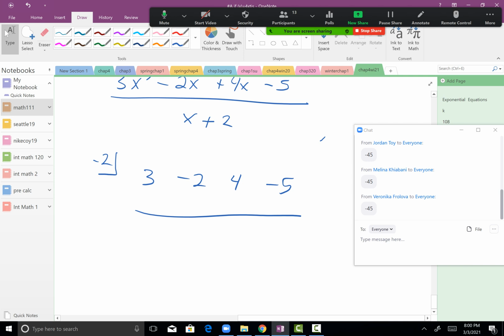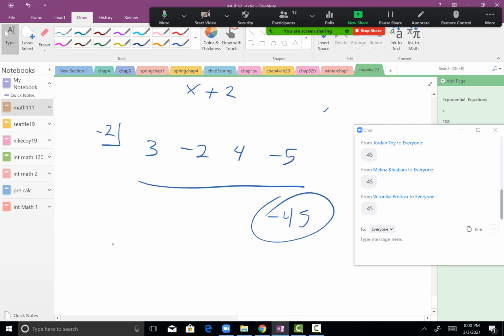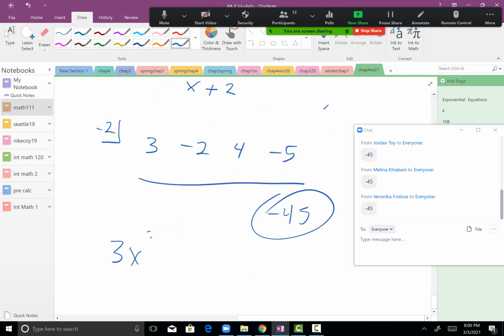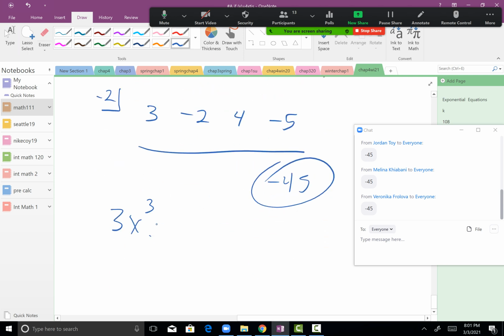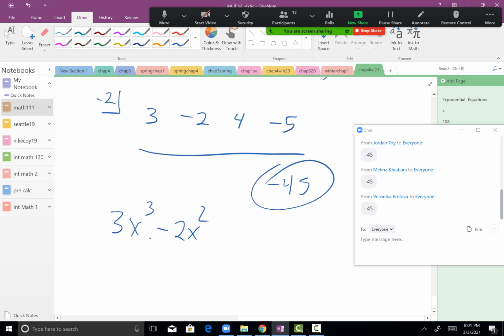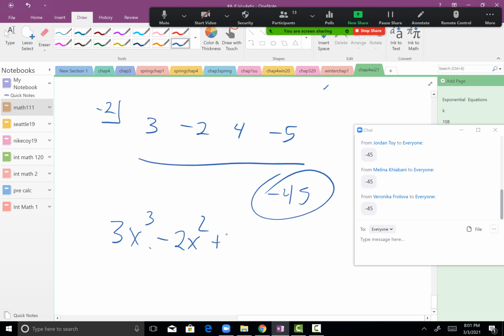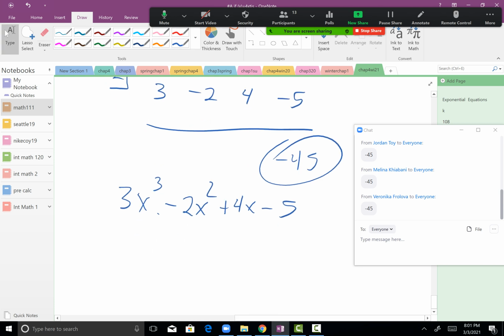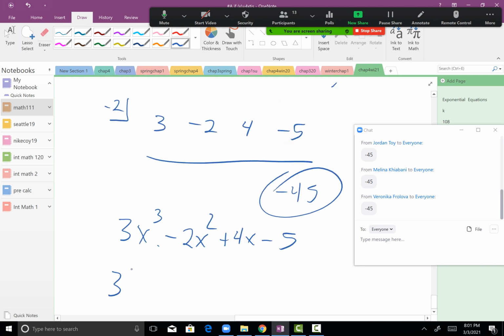Okay, cool. You guys all got negative 45. Okay, everybody's right. I'm going to go along with you. All right, here's what I'm going to do now. I'm going to take this x cubed minus 2x squared plus 4x minus 5. Okay? And I'm going to put in negative 2. So I'm going to go like this: negative 2 cubed minus 2 times negative 2 squared plus 4 times negative 2 minus 5.